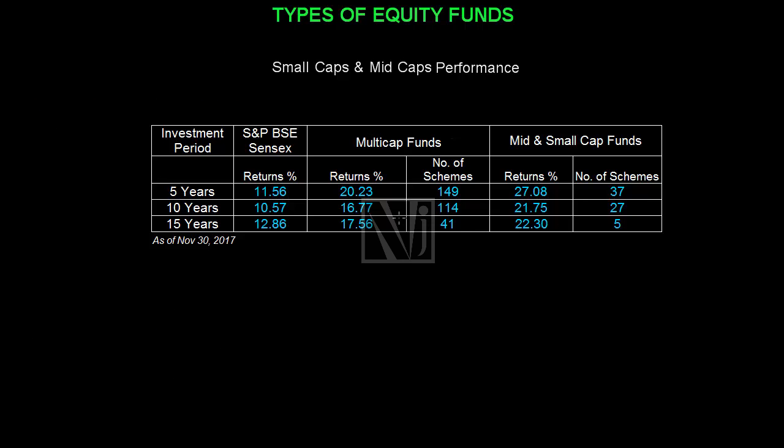Here is the performance comparison of mid and small cap funds with multi-cap funds and Sensex. So as can be seen from the table, the average of multi-cap funds has outperformed the Sensex by significant margins over all horizons, 5, 10 and 15-year periods. And the average of mid and small cap funds have outperformed the average of multi-cap funds again by wide margins over all time periods. So these numbers depict the high growth potential of mid and small cap funds, but the investor must also be mindful of the risk associated.